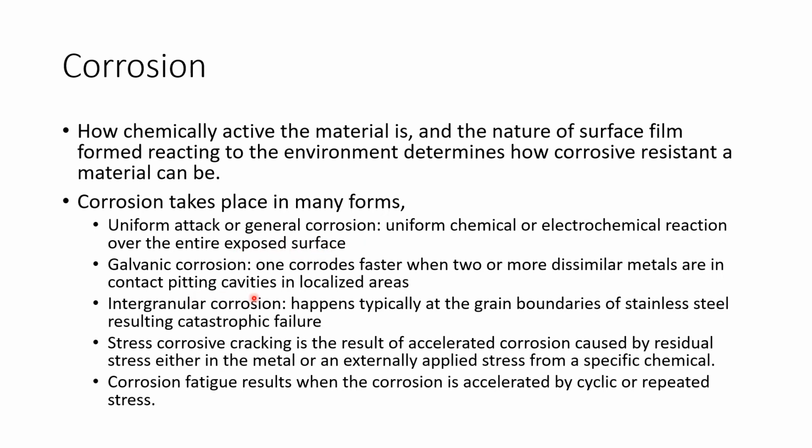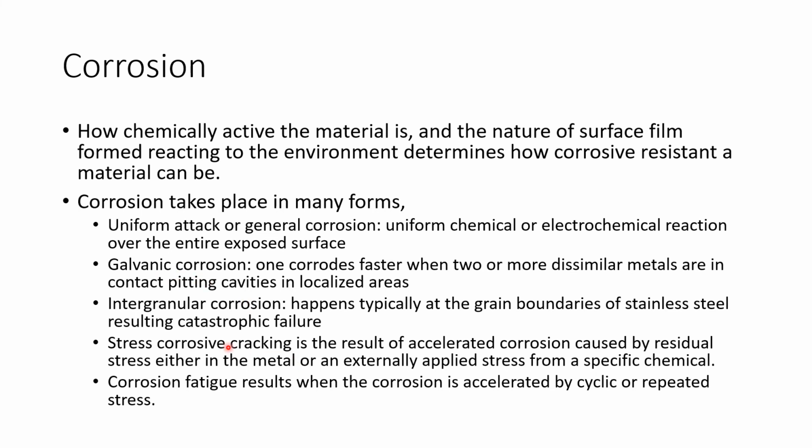Galvanic corrosion is where we have two different things. Here we're talking about metal, especially because most of our stuff is made of metals, and metals are always going into corrosion. So one metal is going to corrode faster when you have two metals together, and they usually undergo pitting, meaning forming cavities in some localized areas. That's what we call galvanic corrosion.